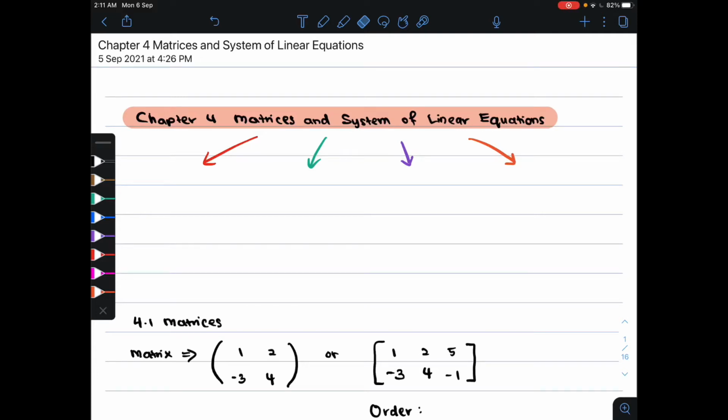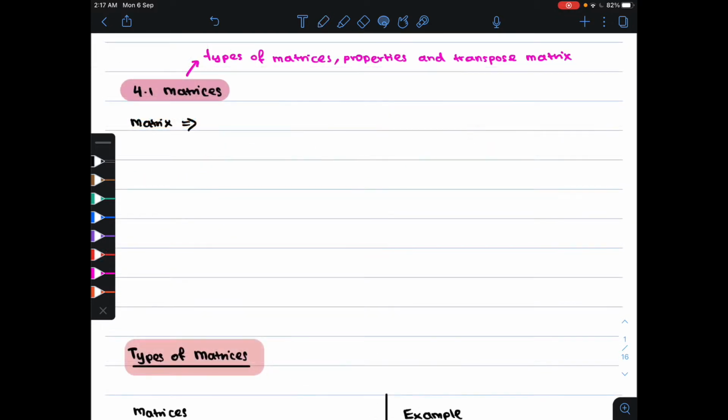Chapter 4 is called Matrices and System of Linear Equations, and we're gonna have 4 subtopics. So let's start with subtopic 4.1 Matrices. And in 4.1, we'll be learning about types of matrices, properties of matrices, and also transpose matrix.